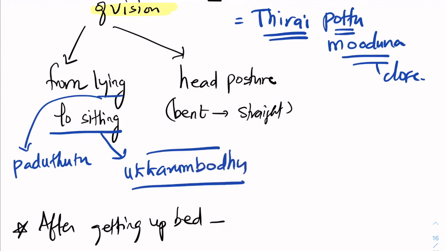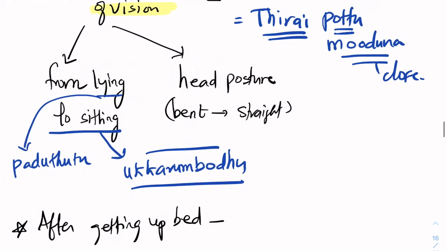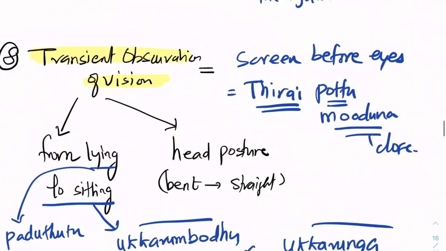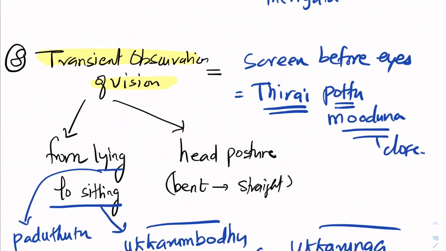So remember, please sit. உட்காருங்க means please sit down. உட்காரும்போது means while sitting. Do you have transient obscuration of vision? So you'll ask the patient, கண்ணை திரை போட்டு மூடின மாதிரி இருக்கா? வென் ஃப்ரம் லைங் டு சிட்டிங், படுத்துட்டு உட்காரும்போது திரை போட்டு மூடின மாதிரி இருக்கா?